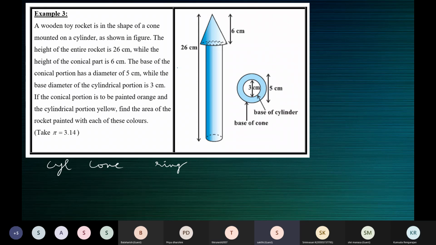Now the ring has two concentric circles. What is the radius of the inner circle, and what's the radius of the outer circle of the ring? Inner circle, it is 1.5 centimeters. And the outer circle? 2.5 centimeters. That is, the radius of the cylinder will be the inner radius, and the radius of the cone will be the outer radius.